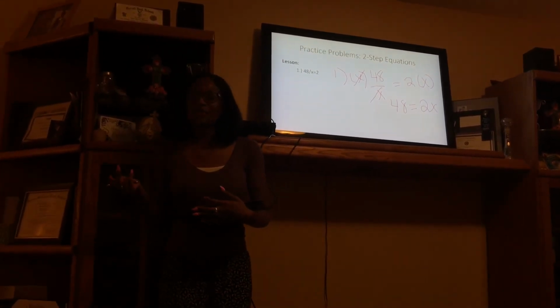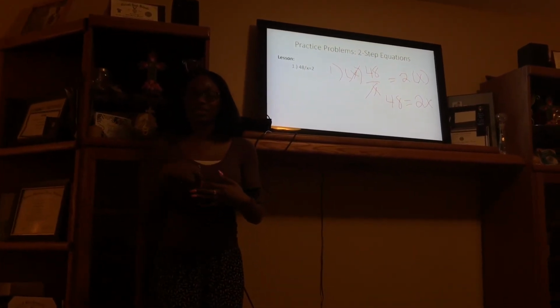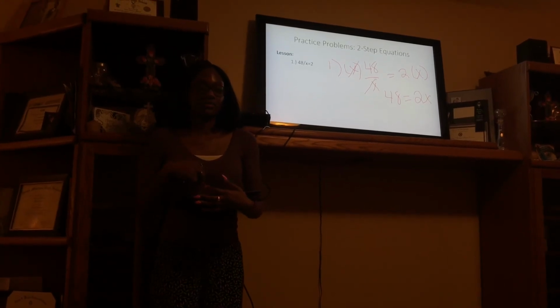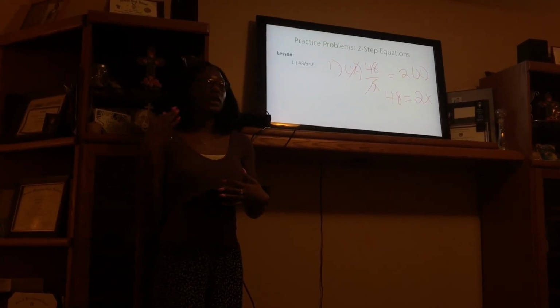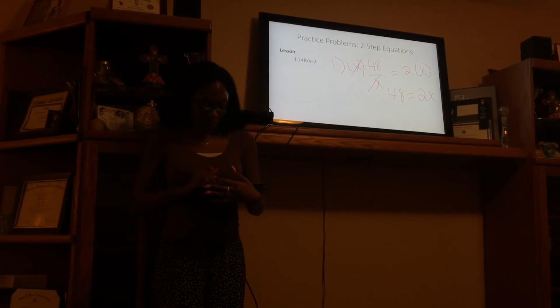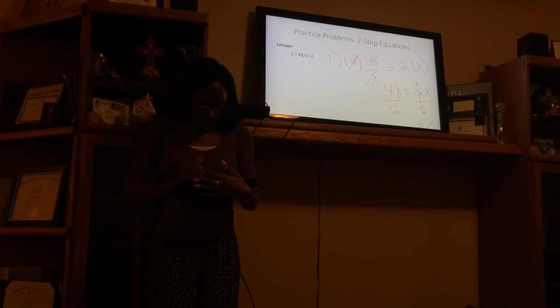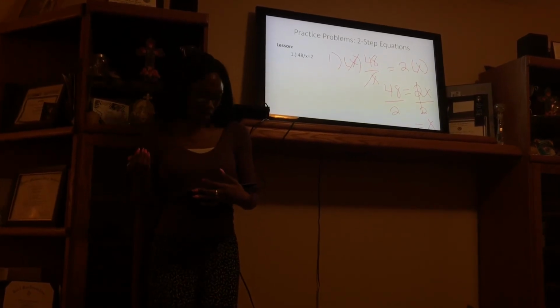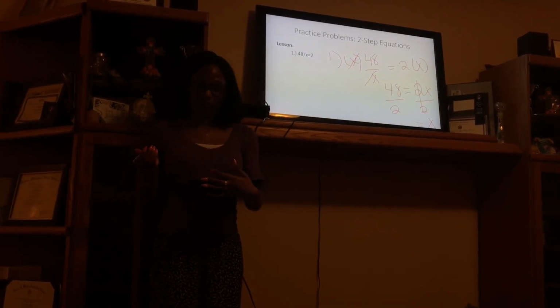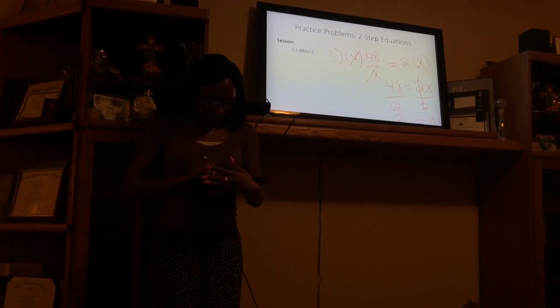What is the next step that we're going to do in this equation? Divide both sides by 2 to get that x by itself. So those 2's are going to cancel. That leaves me with x is equal to what's 48 divided by 2? 24. That's correct, guys.